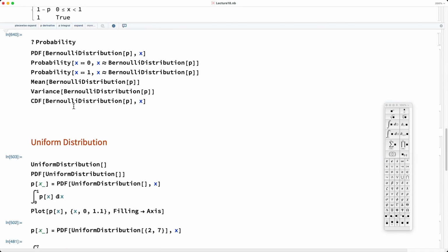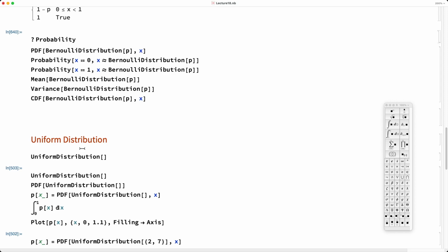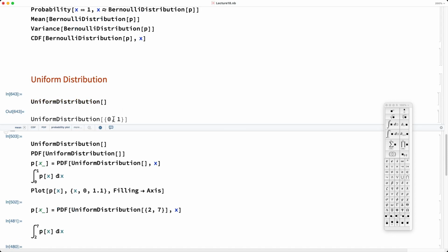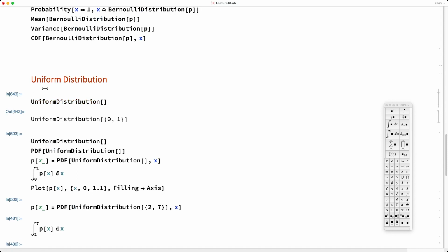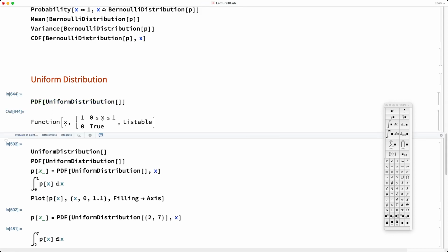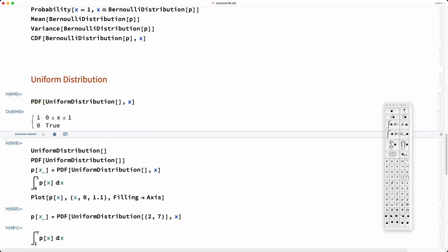Okay, so now let's discuss continuous distributions. The first that comes to mind is a uniform distribution. So again, if I type UniformDistribution in Mathematica, the default is a uniform distribution between 0 and 1. And if we want to get the PDF for that, or the probability density function, we can type PDF. And we can specify that we want the variable to be x, to be specific. And Mathematica will tell us that the probability density function is 1 if x is between 0 and 1, and 0 otherwise.